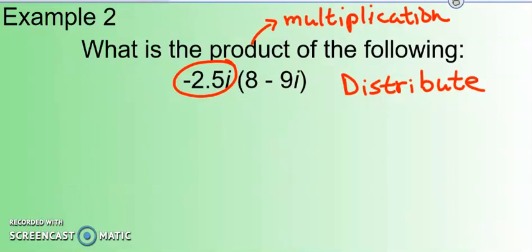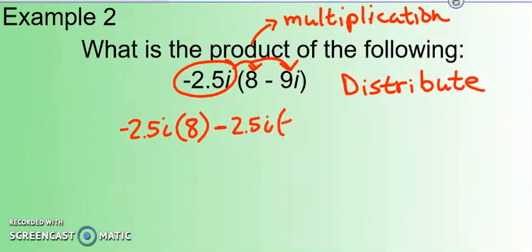We're going to distribute that term, the negative 2.5i, to both terms. So multiply this and multiply this. So I'm going to write that out so we can see it really quick. And you also can do that in your head if you remember how to. That's perfectly fine. There we go. All right, so we took the negative that was with negative 2.5i and gave it to both terms.